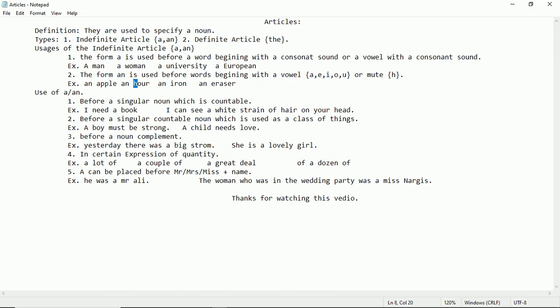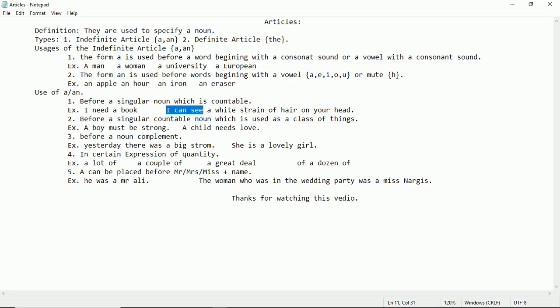Mainly we have 5 usages for the indefinite articles. We have more, but 5 of them are the best ones. So let's go through each of them. Number 1, we use the indefinite article before a singular noun which is countable. So when we have a noun and that is countable, we use a or an. For example, I need a book. Here, our noun is book and it is countable.